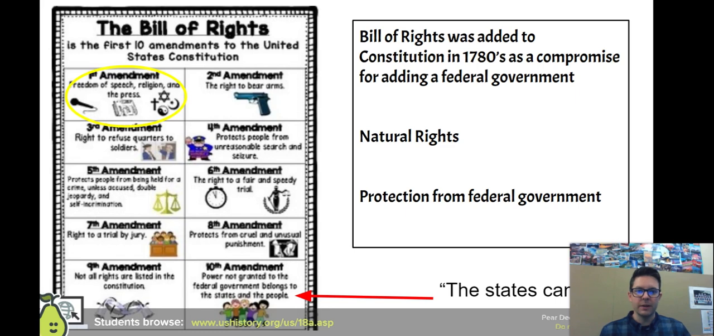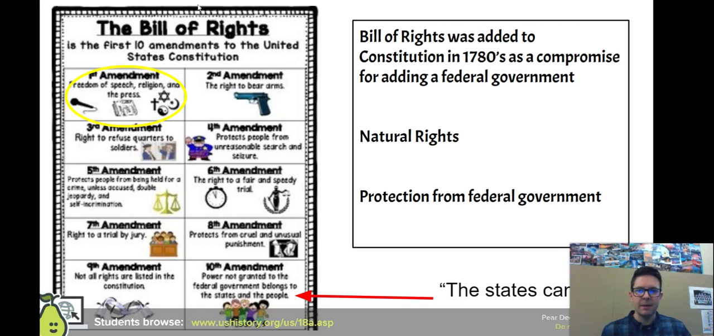And so the compromise goes something like, if your state will ratify and sign on to the new system of government to replace the Articles of Confederation, we agree right after that to then list the first 10 amendments to the Constitution, and they'll be added immediately. And that's where we get the Bill of Rights. And they're called the Bill of Rights because they're the first 10, and they came basically with the original Constitution.